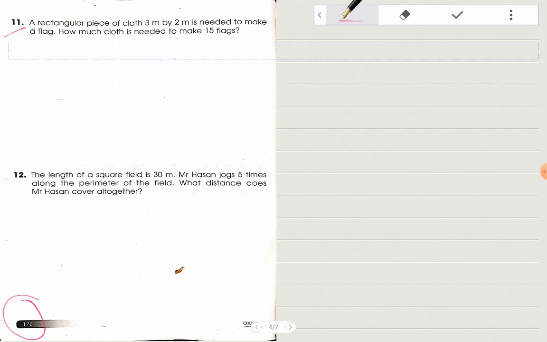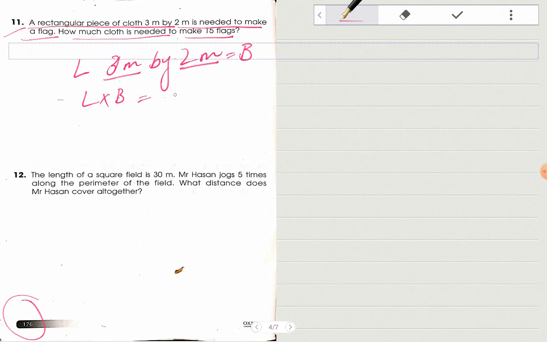Question number 11. A rectangular piece of cloth 3 meters by 2 meters is needed to make a flag. How much cloth is needed to make 15 flags? To make one flag, you need 3 meters by 2 meters. Longer side is always length and shorter side is the breadth. Now to make one flag, you will multiply length multiplied by breadth, that is 6 meters square, because we are finding the area of one flag.